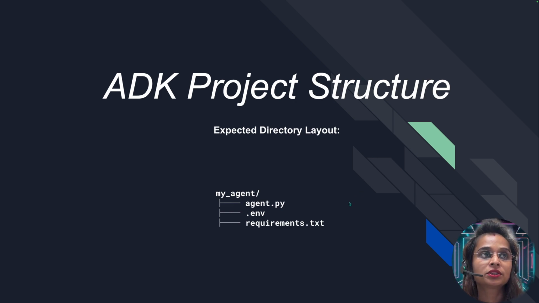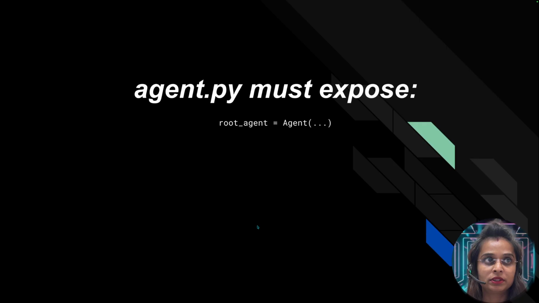So the project structure will be like this: our main agent folder will have agent.py, which will have the brain or main logic. We will set the environment variables for the Google Cloud project, and the requirements for Python libraries. It must expose the root agent. The root agent will have sub agents as well. We can also use the multi-agent architecture with ADK.